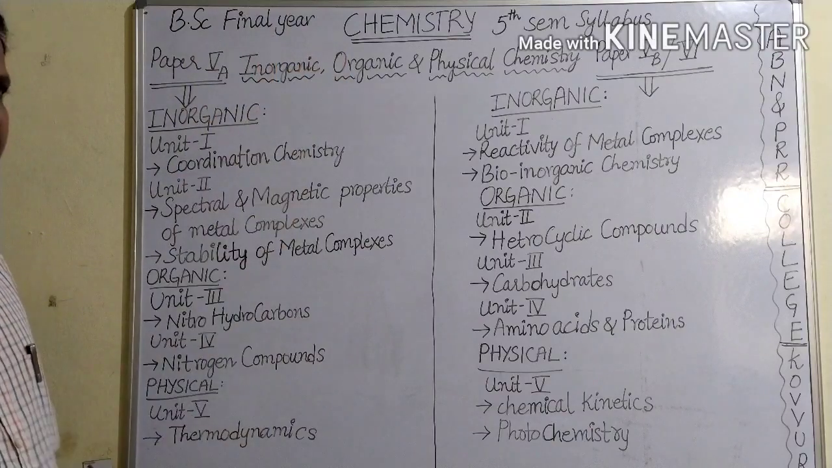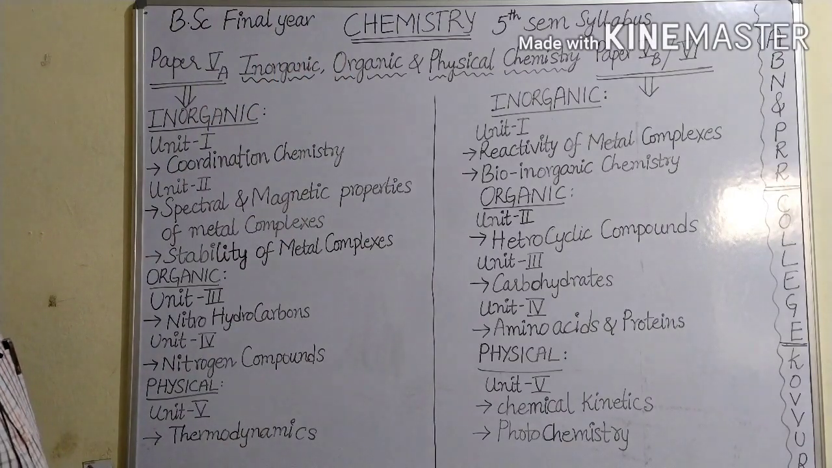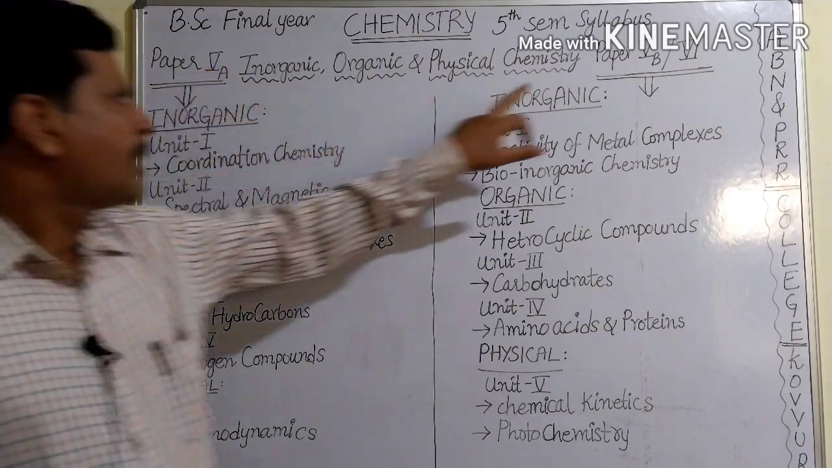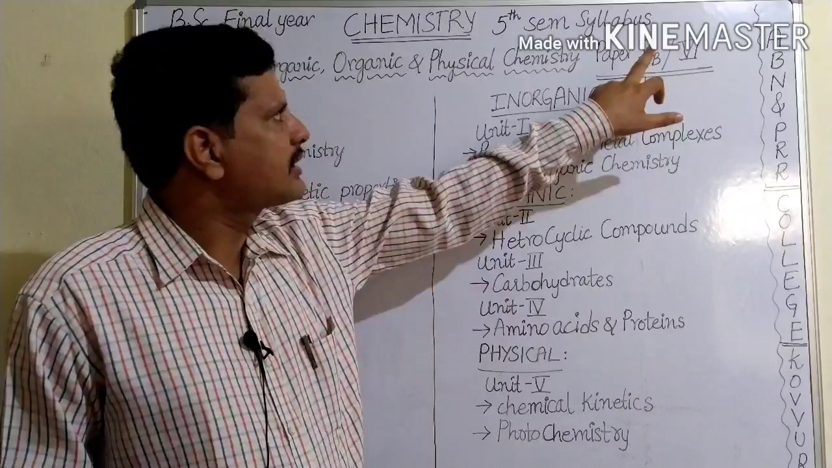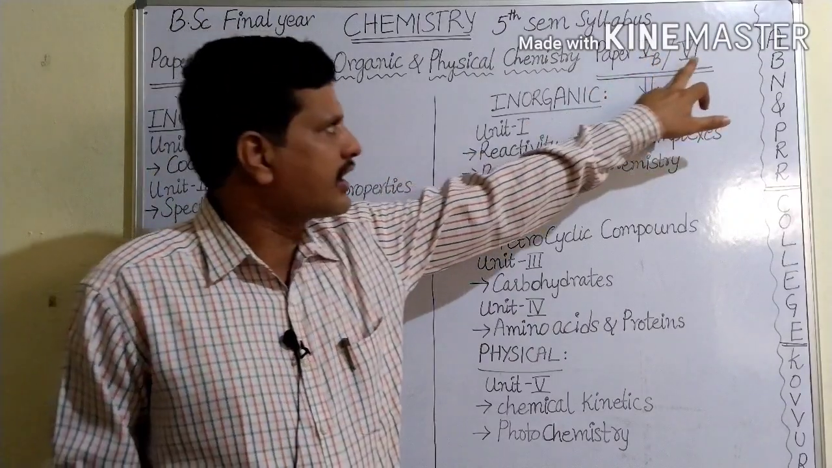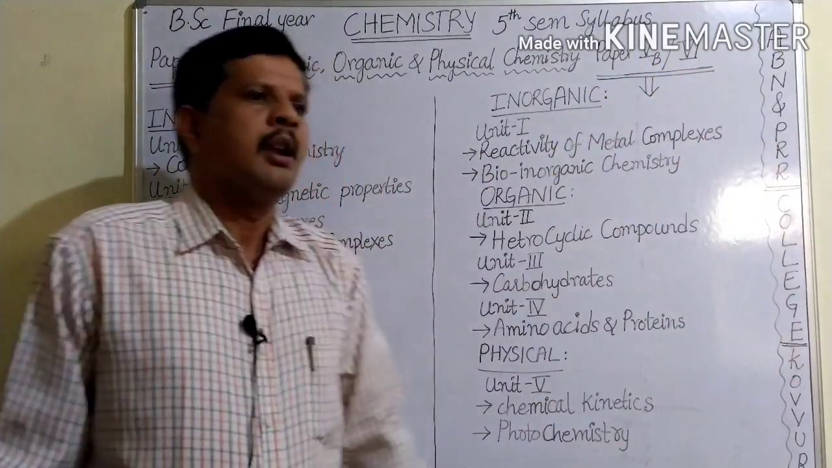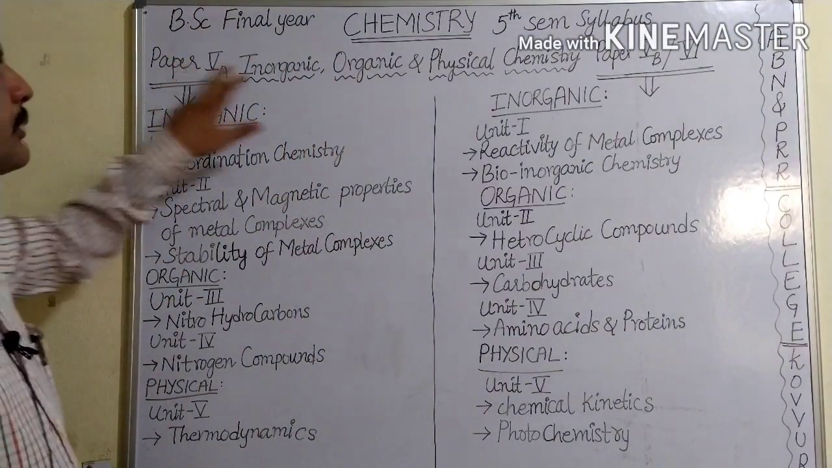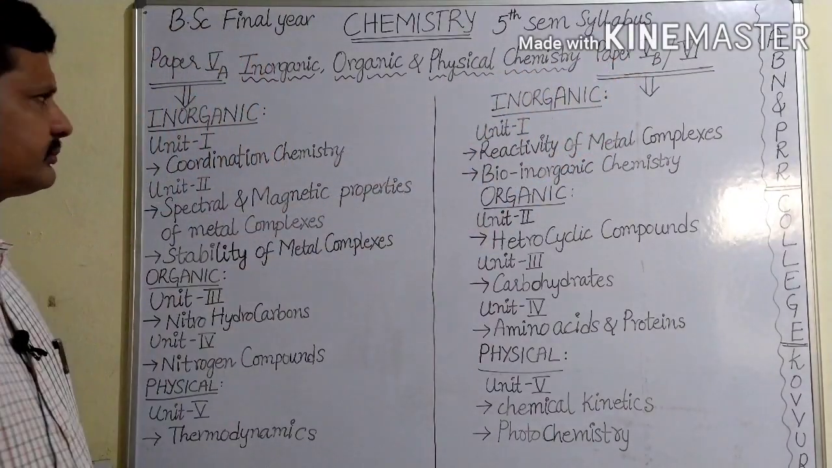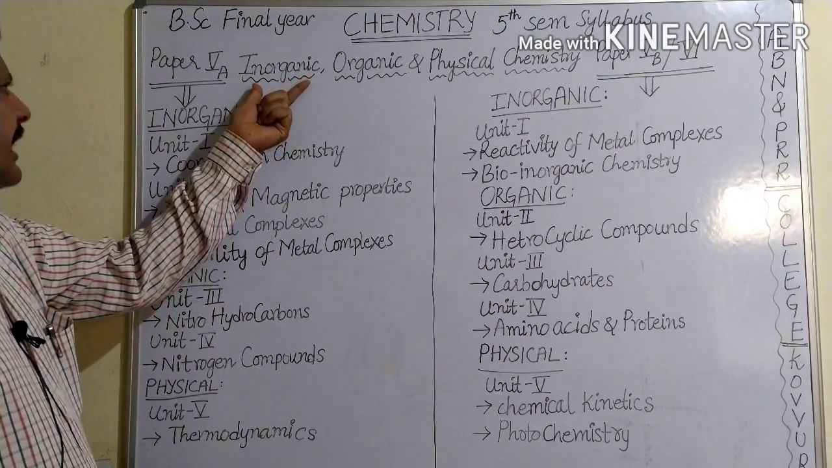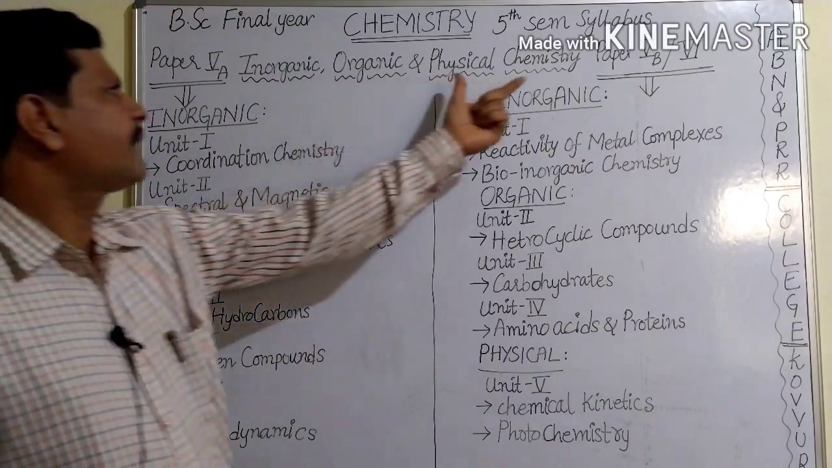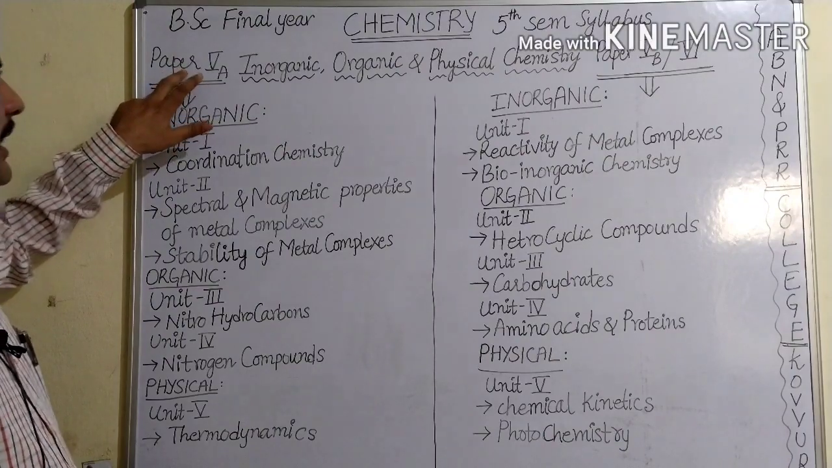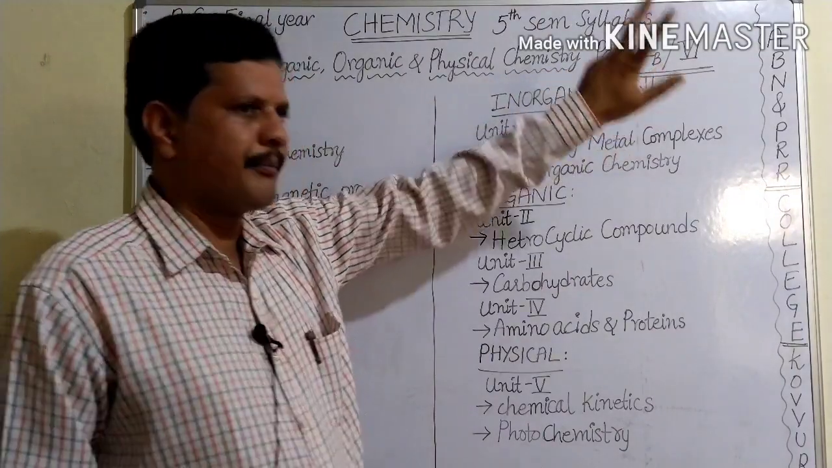BSc Final Year Chemistry, 5th semester, we have two papers, Paper 5A and Paper 5B. This Paper 5B is also known as Paper 6. The title of both papers is the same. The title is Inorganic, Organic and Physical Chemistry. This is the common title for Paper 5A and Paper 5B.